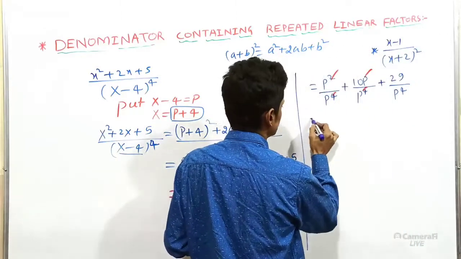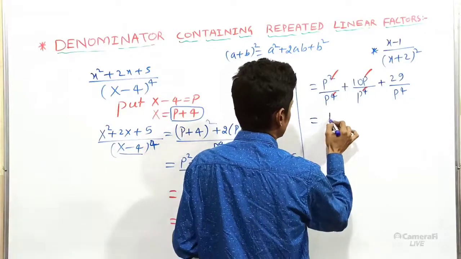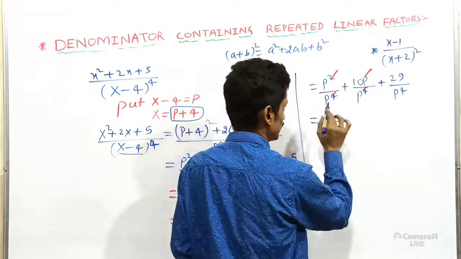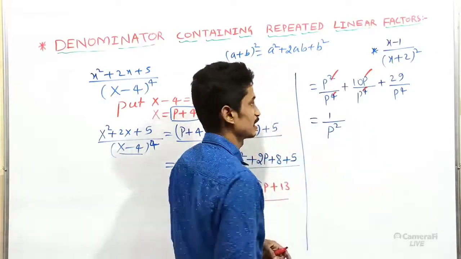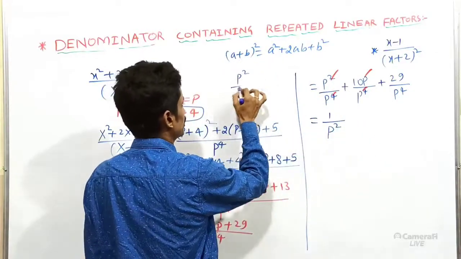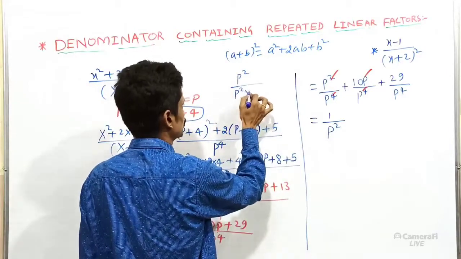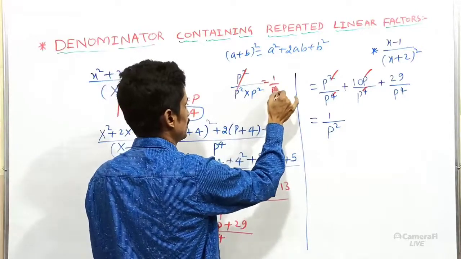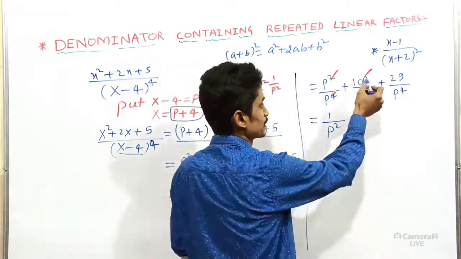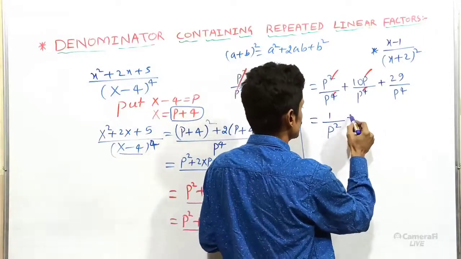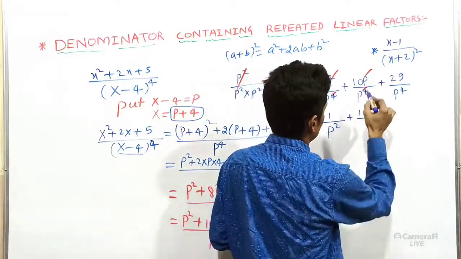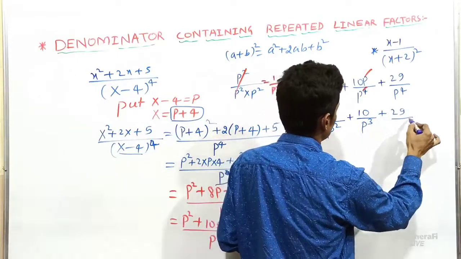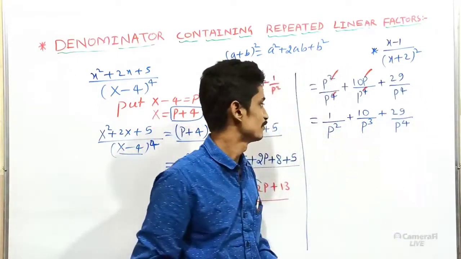Now what remains? That is, p square cancels, meaning 1 upon p power 4. 1 p square we already cancelled. One more p square is left out. I will show here p square. P power 4, how can we write? P square into p square. Just make it cancel, and 1 upon p square remains. Similarly, p and 1 p will cancel, and just 10 divided by p cube plus 29 divided by p power 4 remain.